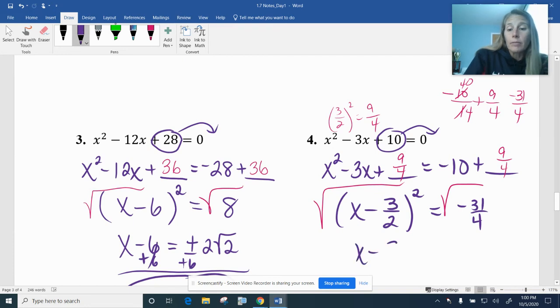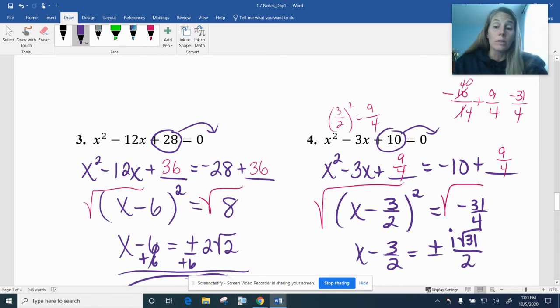And I have x minus 3 over 2, and then over here I have positive or negative. On the top, I have the square root of negative 31. Well, 31's a prime, so that's not going to come out, but there was a negative, which will come out as that i. And the bottom is square root of 4, which simplifies to 2 since it's a perfect square.